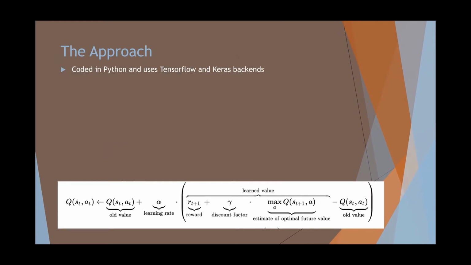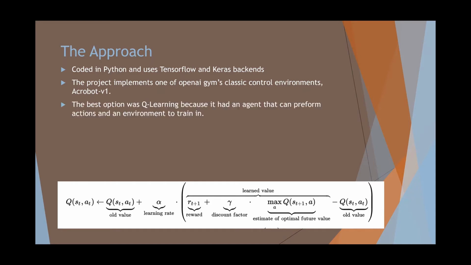So the approach. All this is coded in Python and uses TensorFlow and Keras backends. This, as I said before, is an implementation of an environment that OpenAI Gym provides called Acrobot version 1. This environment was basically made with reinforcement learning in mind. So the best option was Q-learning because that was just the nature of the environment. It gives good observations, and the agent really doesn't have too complex of actions.